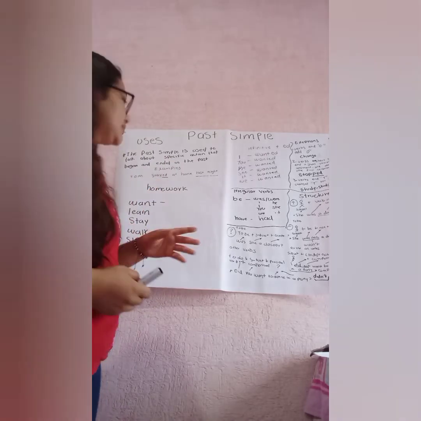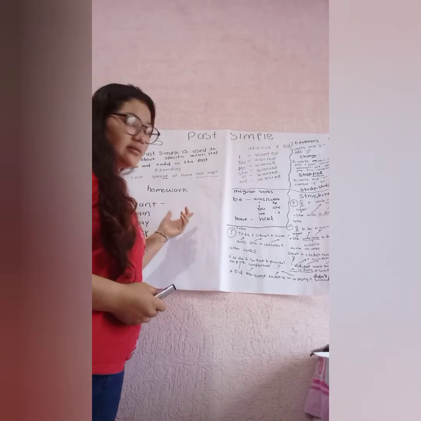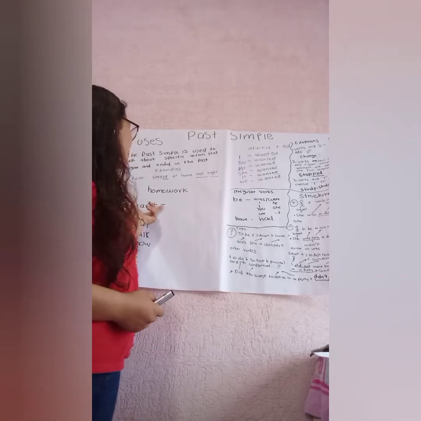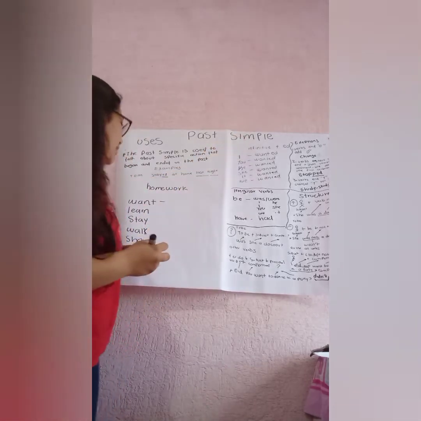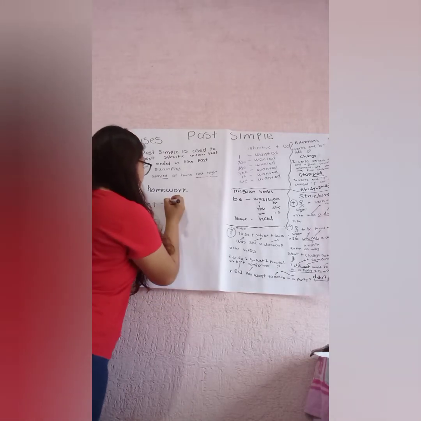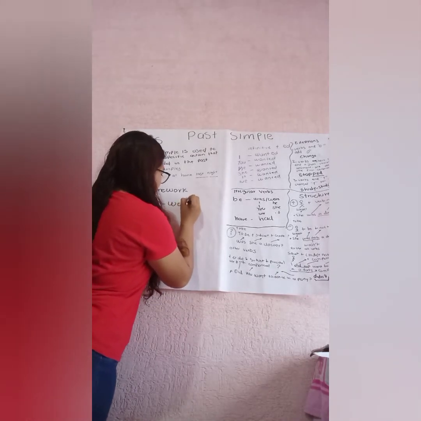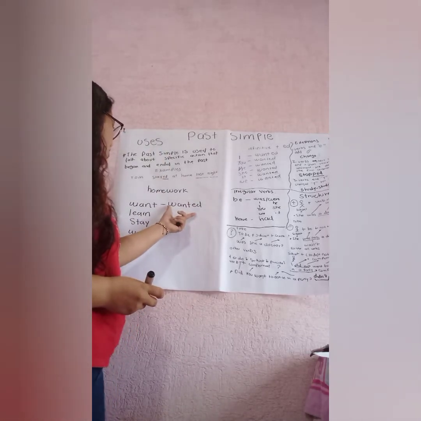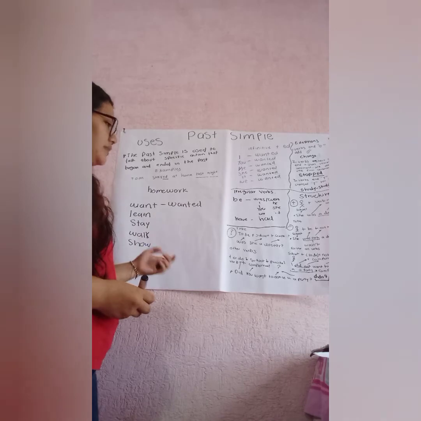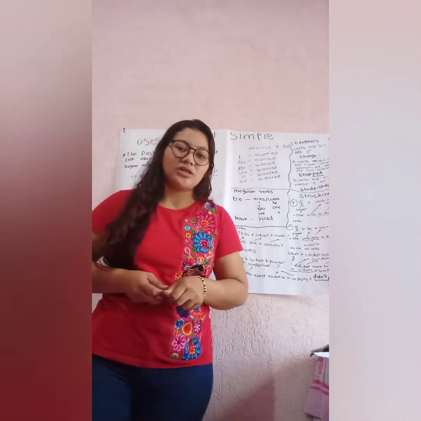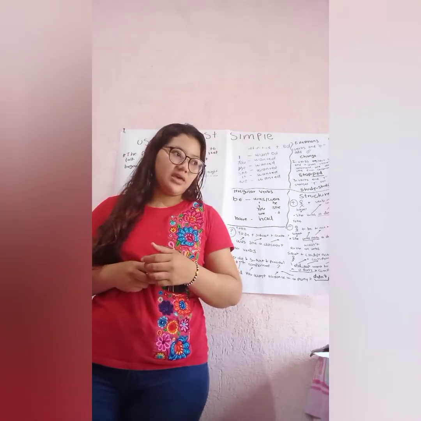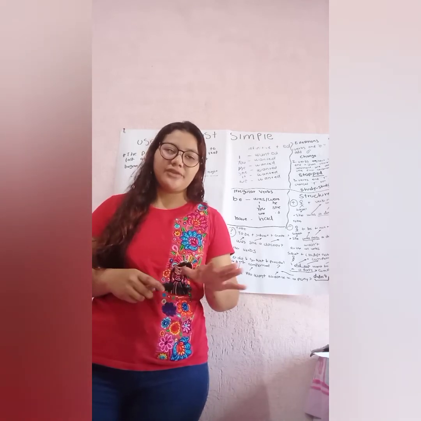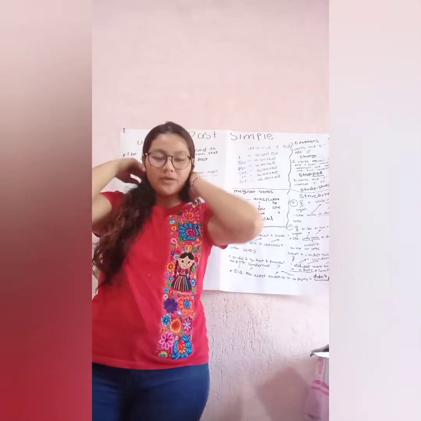Okay, remember that you need to conjugate these verbs in the past simple. Okay, remember, wanted, and so on for all the verbs. And we need to create a short story of maybe 50 words. Okay, 50 words, that's okay.